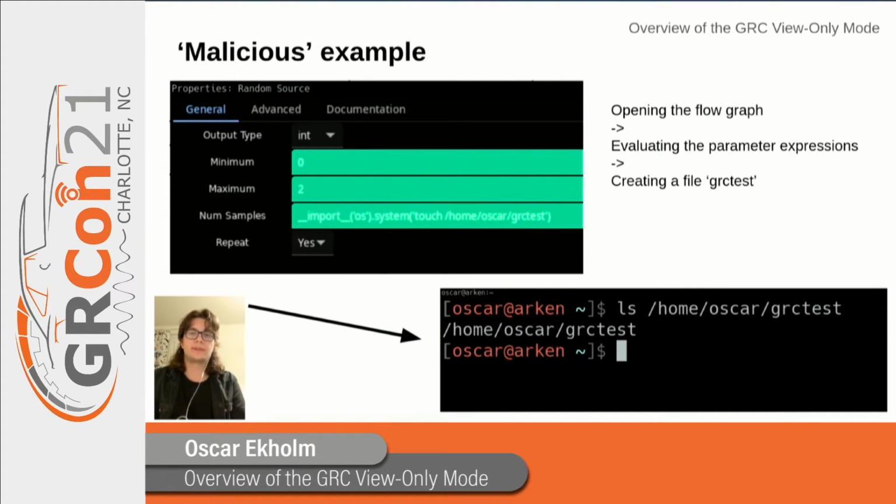Of course, this is quite a harmless example where creating a file isn't a huge deal, but we could easily change this command to something else. Perhaps we could remove our home directory. And of course, I would not be so happy if I loaded a flow graph and it would just erase all of my files. So this illustrates the problem that we're trying to solve.